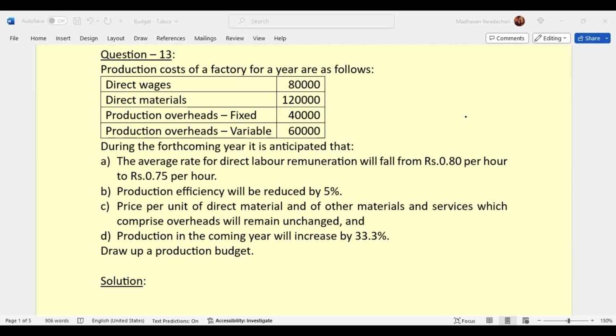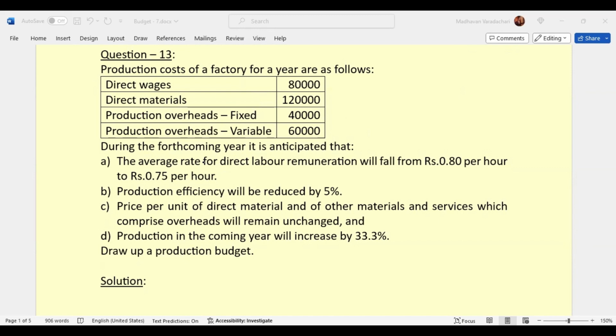Hello everyone. In continuation to our topic budgeting, this is question number 13. Production costs of a factory for a year are as follows. Direct wages is given as 80,000. Direct materials is given as 12,000. Production overheads fixed 40,000. Production overheads variable 60,000.